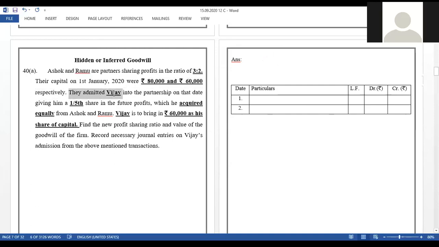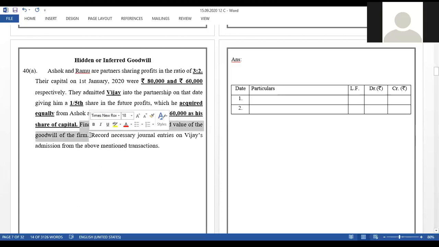They admitted Vijay into the partnership on that date, giving him 1/5 share in the future profits, which he acquired equally from Ashok and Ramu. Vijay is to bring rupees 60,000 as his share of capital. Find the new profit sharing ratio and the value of goodwill of the firm.